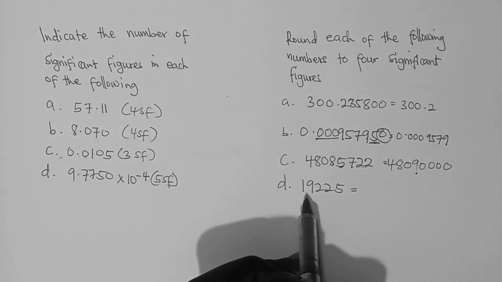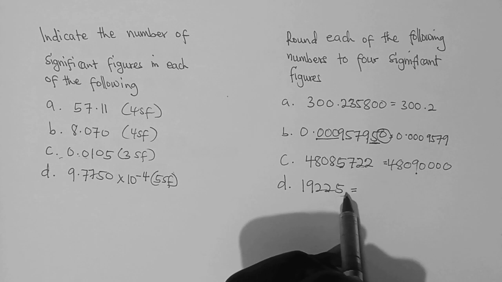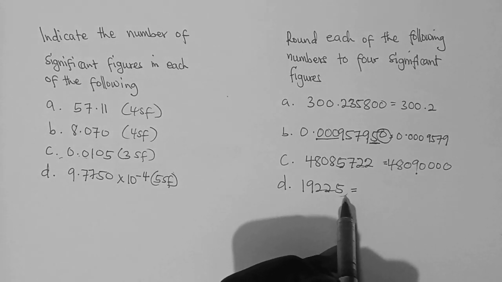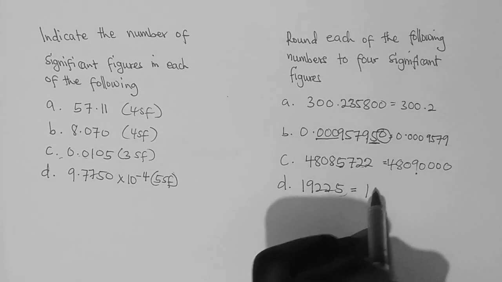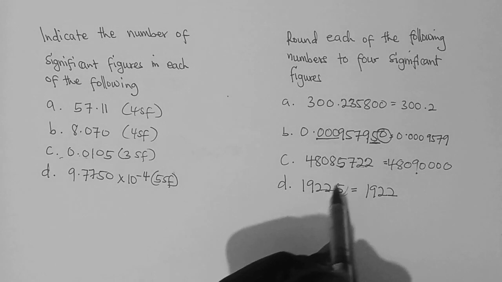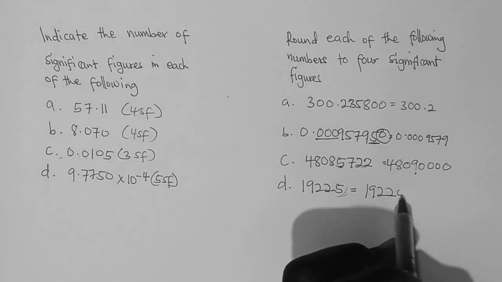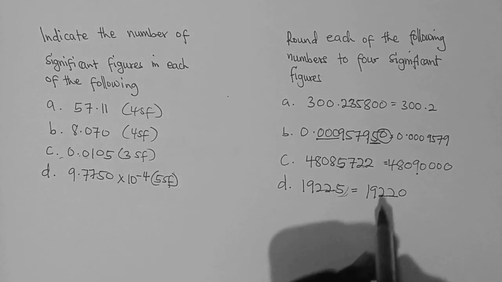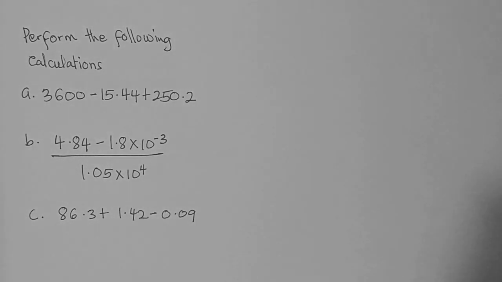And this one is 1, 2, 3, 4. So there's a 5 here. But after the 5, there is a 0. There's no other number, so we don't need to consider this 5. Therefore, this is 1922. But we don't want to lose the value of the number because it is in hundreds of thousands. So therefore, we have to add a 0 to this. So it becomes 19220. Let's perform the following calculations.